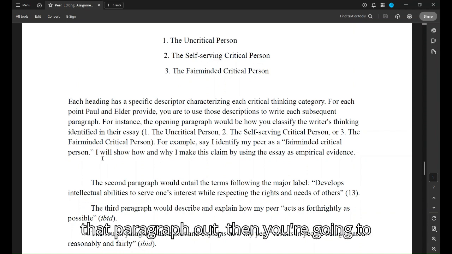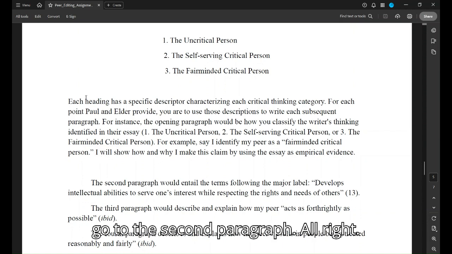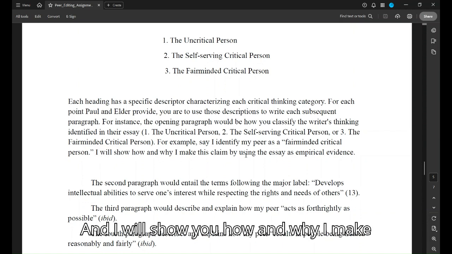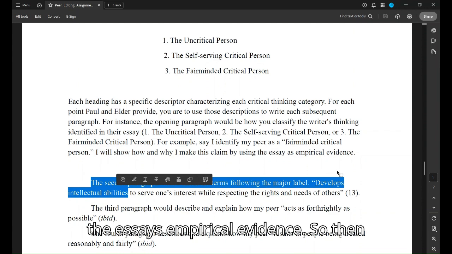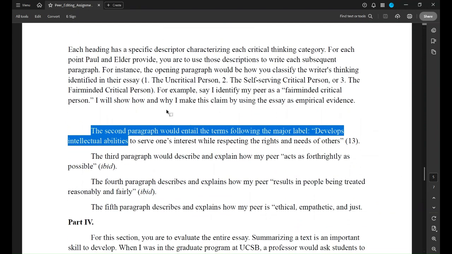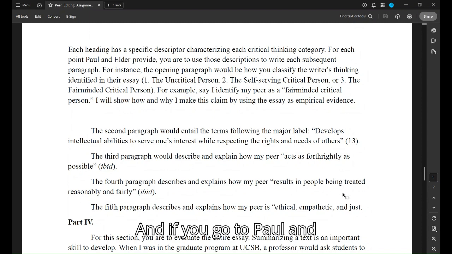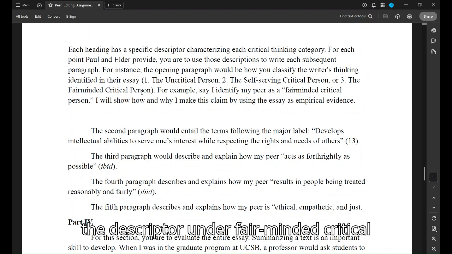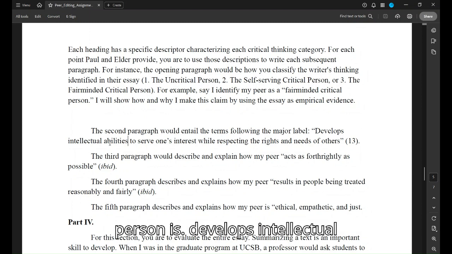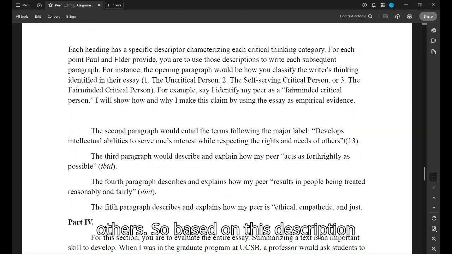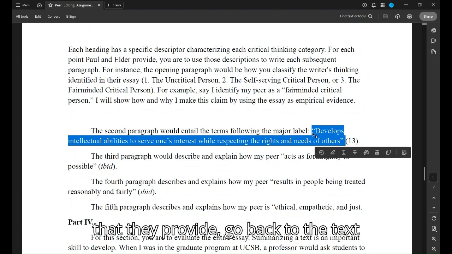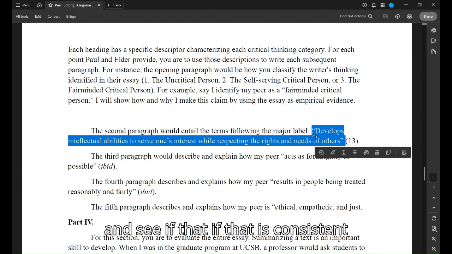And then once you write that paragraph out, then you're going to go to the second paragraph. All right. And I will show you how and why I make this claim by using the essay's empirical evidence. So then point number 2. If you go to Paul and Elder, the second descriptor under fair-minded critical person is develops intellectual abilities to serve one interest while respecting the rights and needs of others. So based on this description that they provide, go back to the text and see if that is consistent with how you classify that essay.